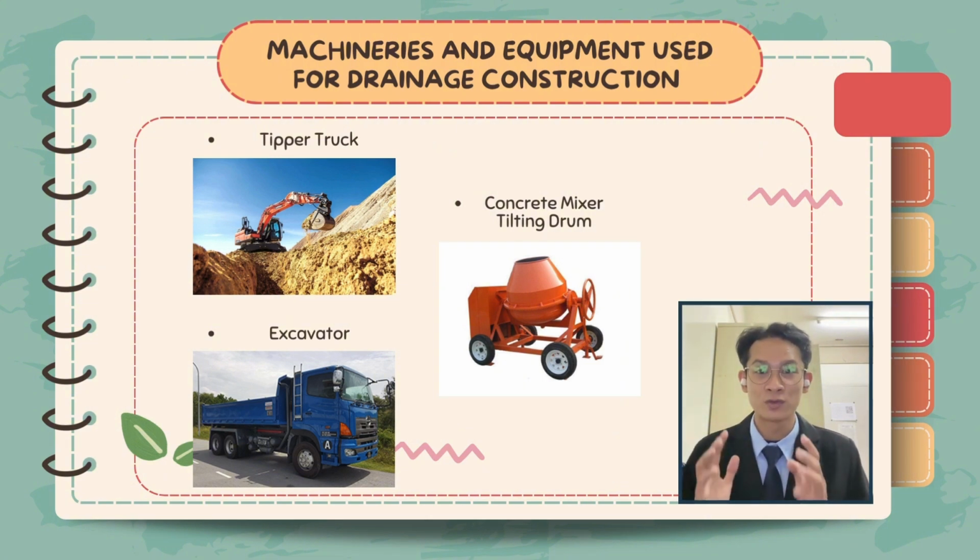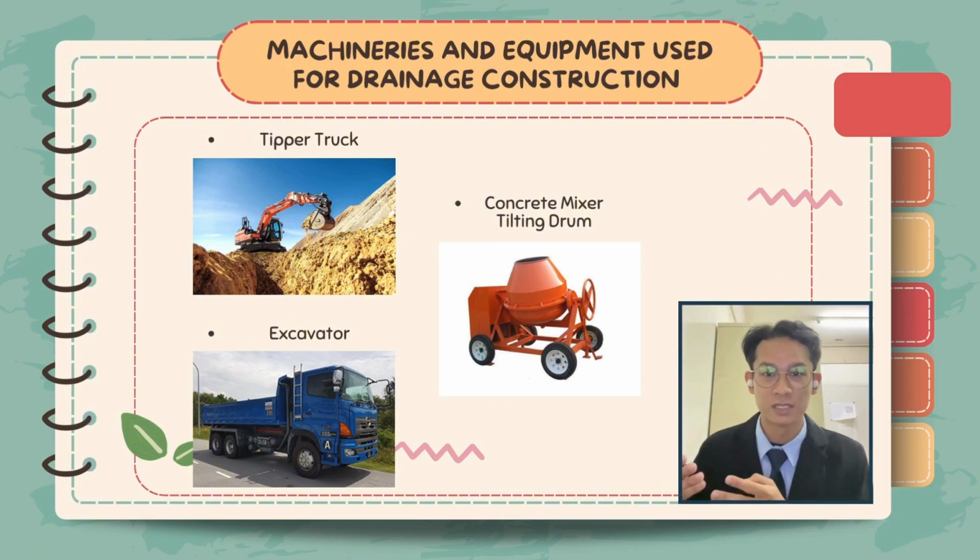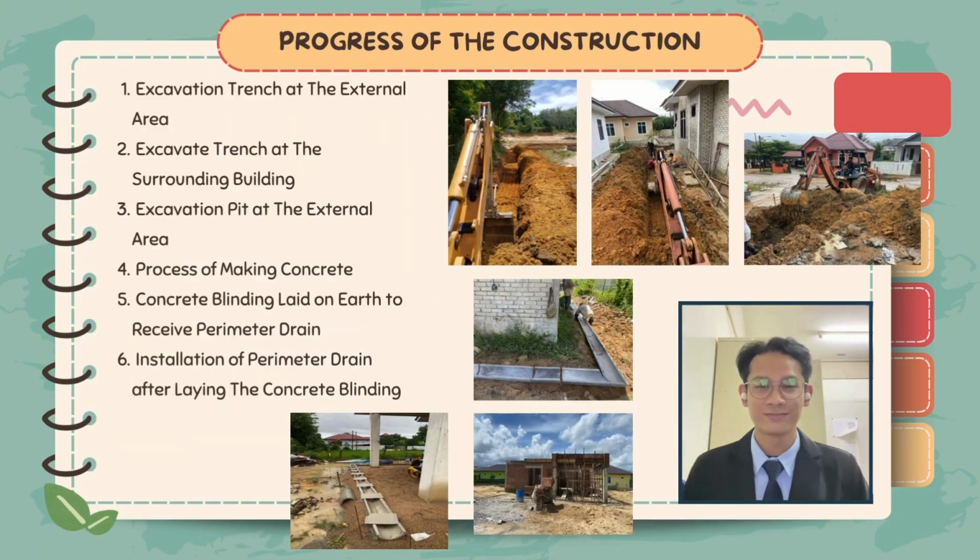So now we are going to look at the machineries and equipment used for drainage construction. So here I just list 3 main plant or machineries used for the drainage construction, which the first one is the excavator, second tipper truck, and the last one is concrete mixer tilting drum. So basically there are a lot more machineries and plant used for this drainage construction, but I just list the major plant and machineries.